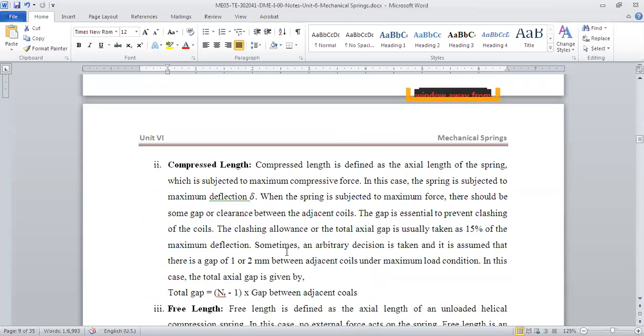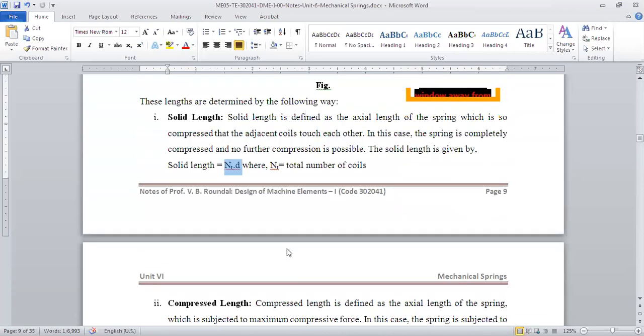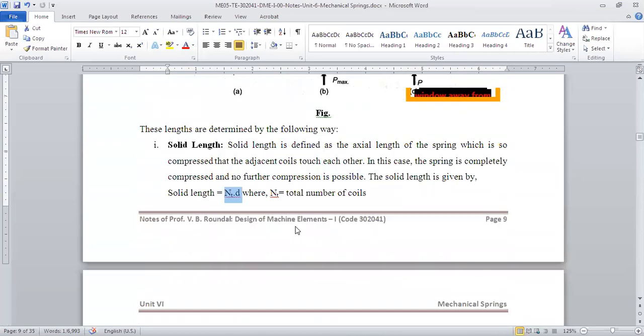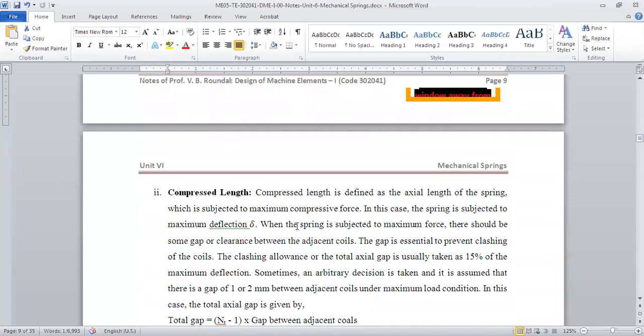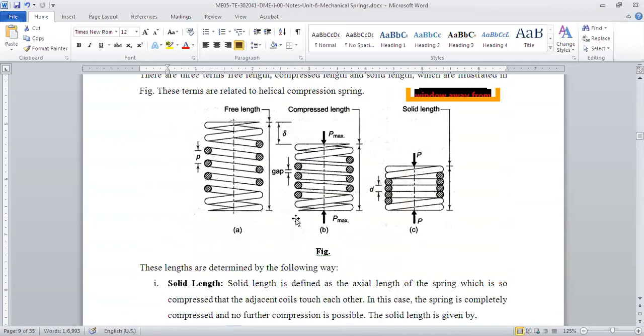Now what is compressed length? Now the deflection is delta, right? At that time a minimum gap of say 1 to 2 mm, we will take 1 to 10, each and every coil has a minimum gap of 1 to 10. Now we need to understand why we do not allow the coils to touch each other. When the coils touch each other, the load will not be taken by the torsional twisting shear. Now the direct load will be taken, the direct tensile or compressive load will be there on the spring. I think we are almost close to the end of the lecture.